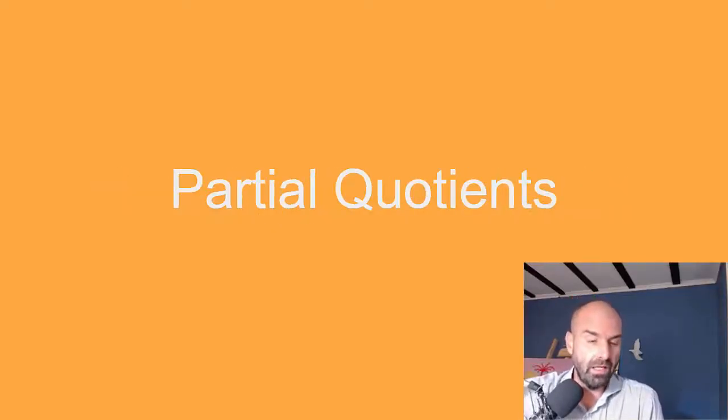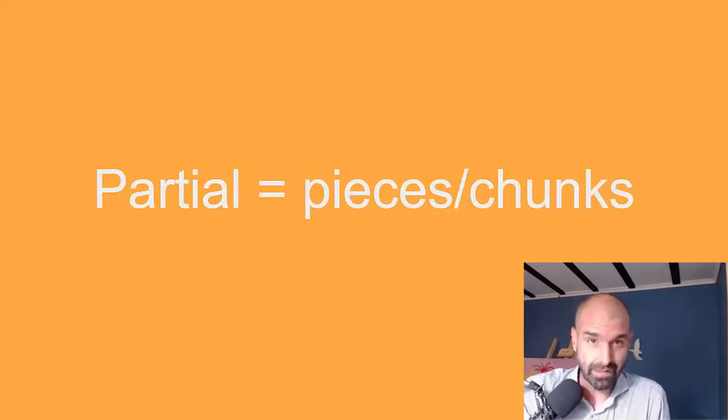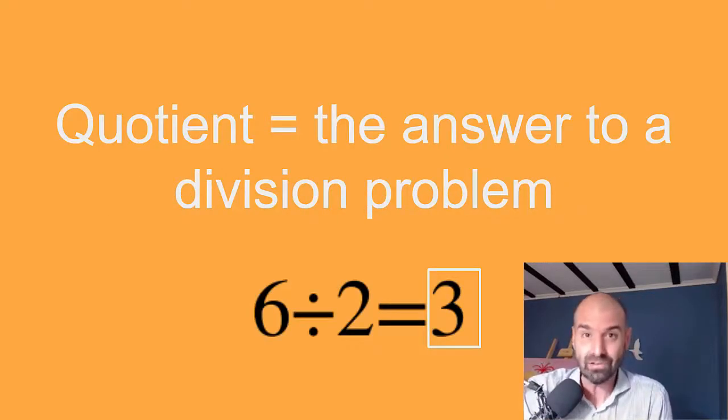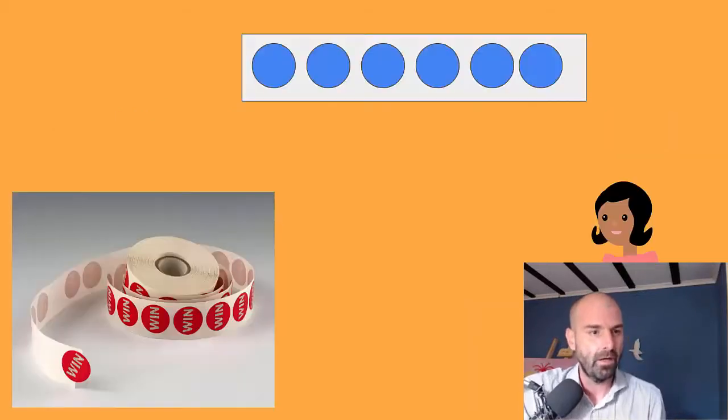All right, so the problem string we're going to be looking at today is called partial quotients. This is all about division and how to make our lives a little bit easier when it comes to division. So let's take a look at this title real quick. The idea of partial means to look at chunks or pieces of a problem. And quotient is the answer to a division problem. So in the example 6 divided by 2, that 3, that's the quotient. So we're going to be looking at pieces of a problem, pieces of the answer to help us get the overall answer.